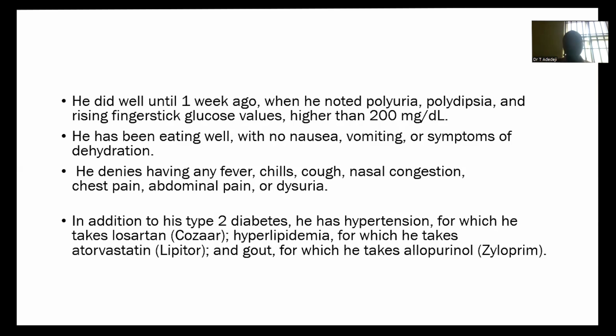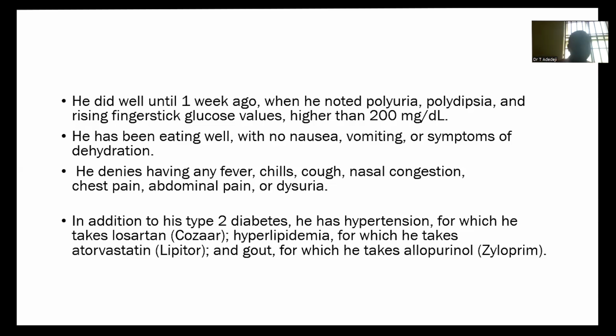He did well until 1 week earlier to the presentation time, when he noted polyuria, polydipsia, and the finger-stick glucose rising above 200 milligrams per deciliter. That's above 11.1 millimole per liter. He had been eating well, with no nausea, no vomiting, no symptoms of dehydration, and he denies having any form of fever, chills, cough, nasal congestion, chest pain, abdominal pain, or dysuria. All these symptoms and signs were absent in this particular patient.